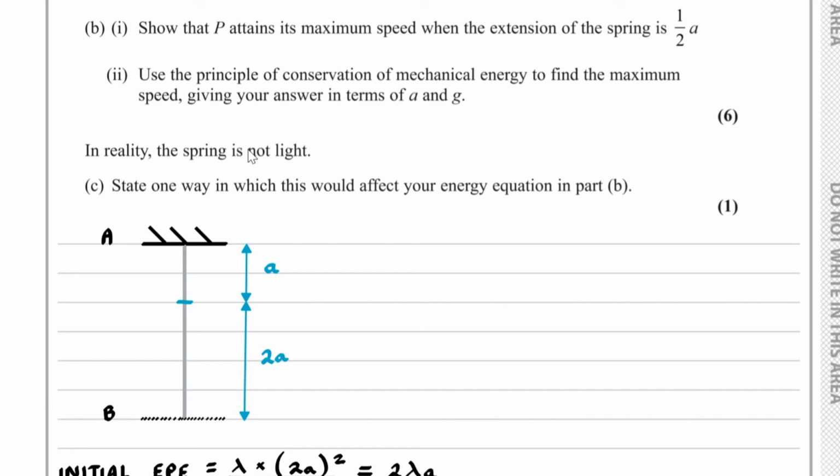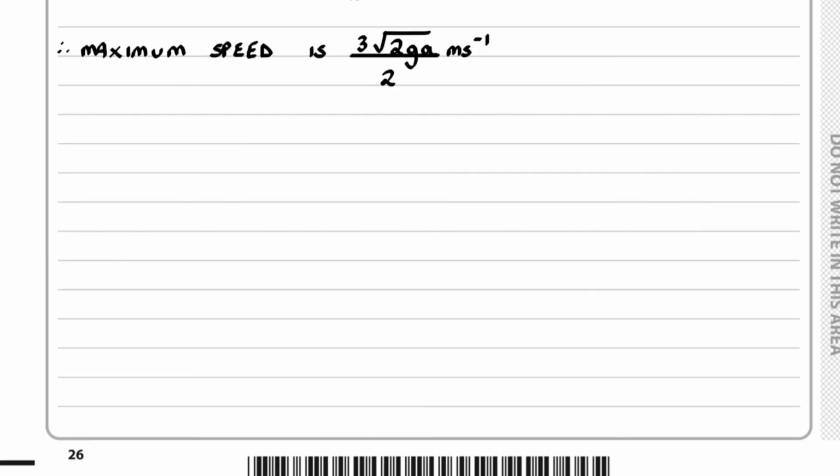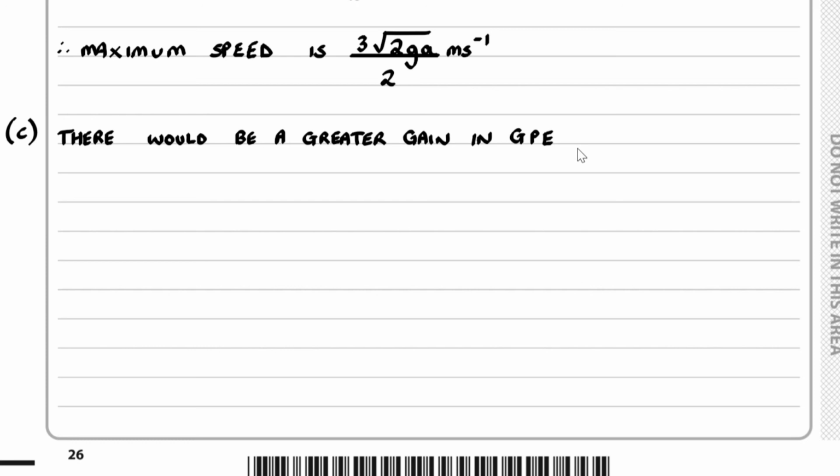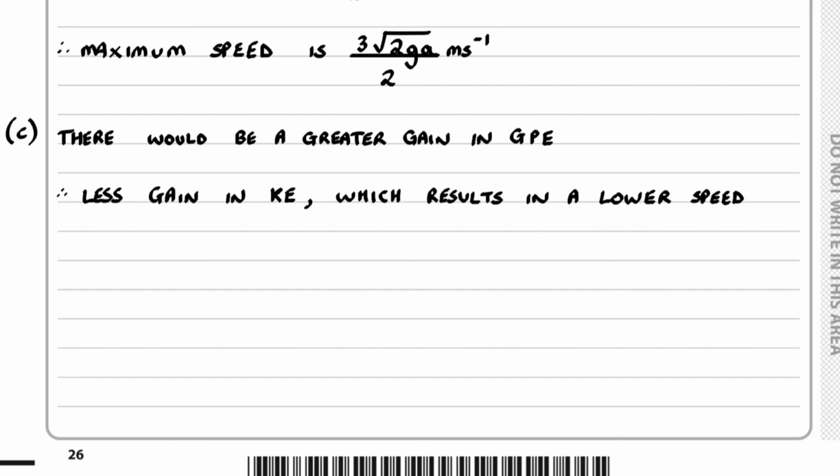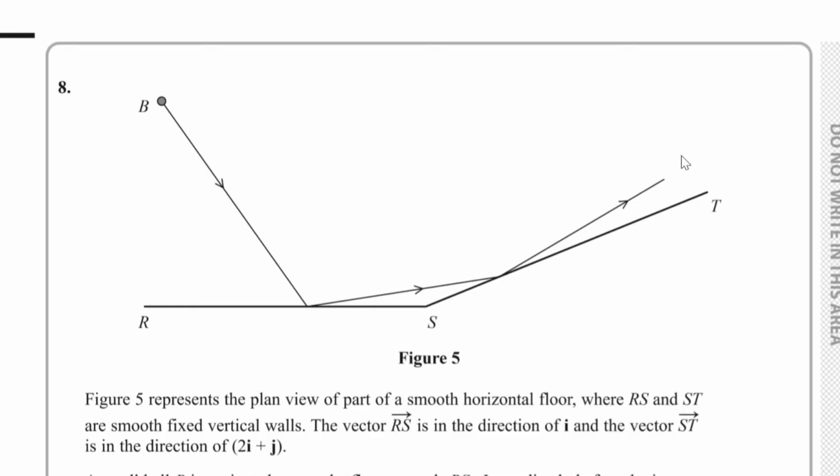Next, in reality this spring is not light. We have to state one way in which this would affect your energy equation in part B. Well, there would be a greater gain in GPE, and what that means is there's less of a gain in kinetic energy, which means we would have a lower speed.